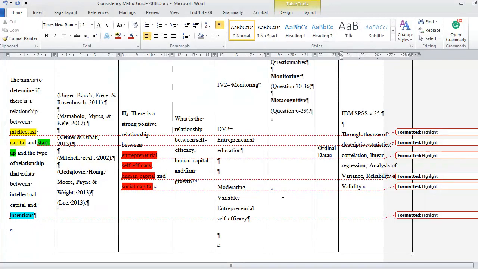So go back before you submit, look at your consistency matrix. Make sure that you talk about the same variables all throughout. Don't introduce new variables in the next step. If the variable did not appear here, you can't introduce it in either the hypothesis, the research questions, or under the variables or the questionnaire. It must all be consistent.